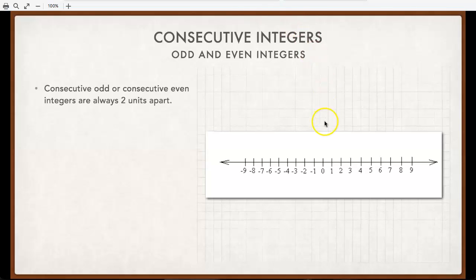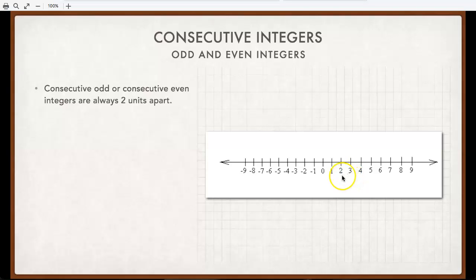Now with these, if we look at the number line, we can see that, for example, 1, the next odd integer is 3 after that. That's 2 greater than it. And after that will be 5. And then 7. So we have an increase of 2 units each time instead of 1, because it's not the next integer, but rather the next odd integer.